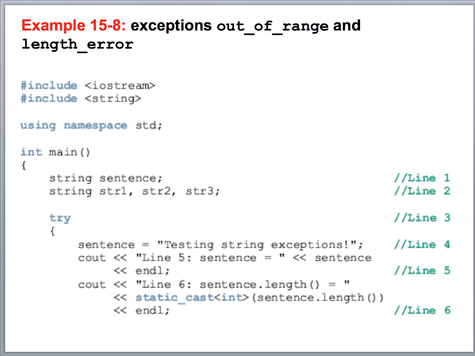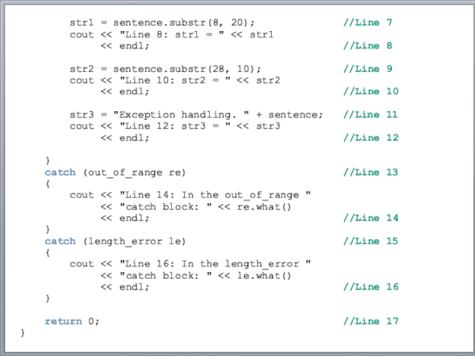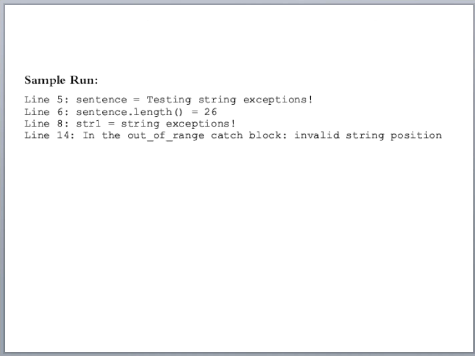And here's an example of using some of those, in specific the out of range and length error. So here's a program that creates and allocates some string objects, string 1, string 2, and string 3. We write something into the string object, test its length value, print out the value of length, perhaps set up a substring, force some values into the range, and then we have the catch block, which would tell if we're out of range or if we generate a length error.